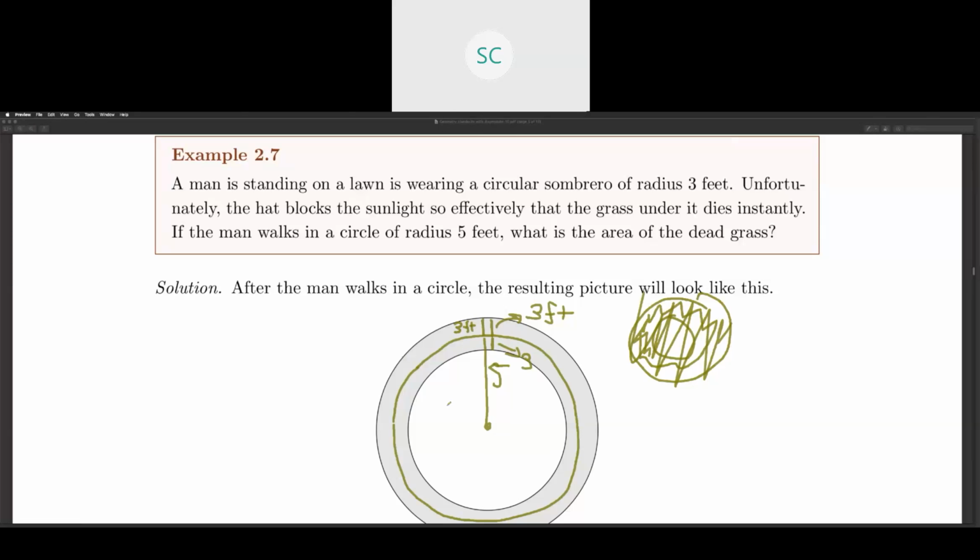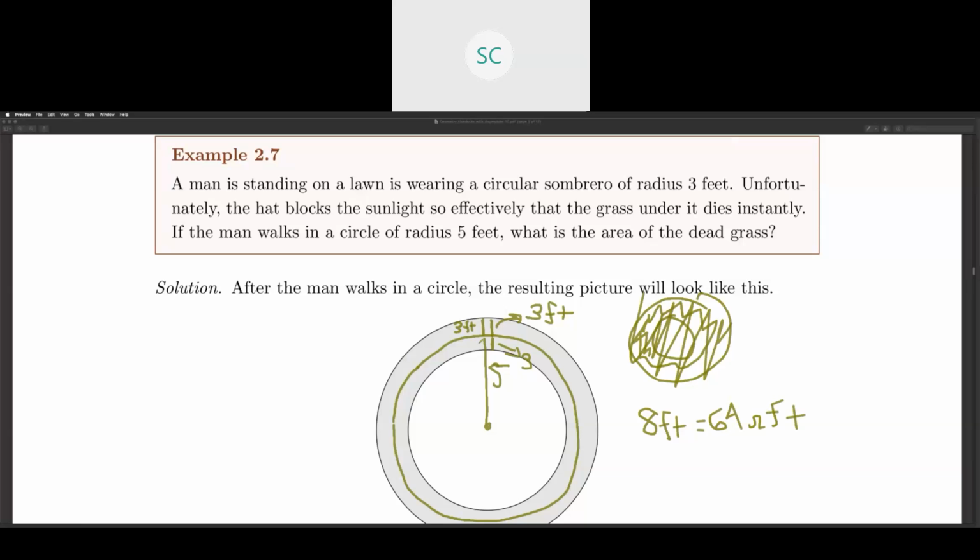So we see that this whole circle, all the way from the center to the outer ring, is 8 feet long. So the area of the whole thing, including the white space, is equal to pi r squared. Pi times 8 squared, which is 64 pi.